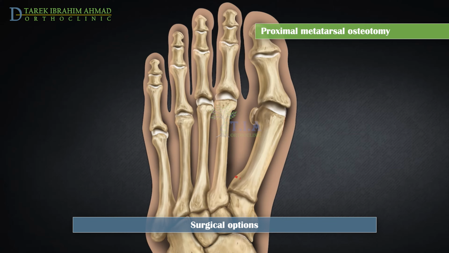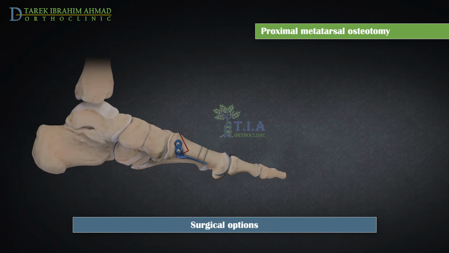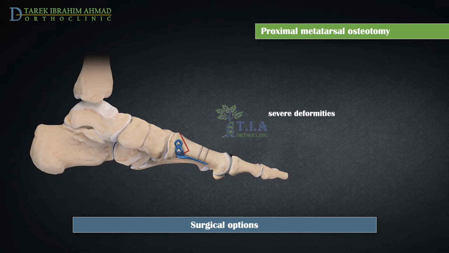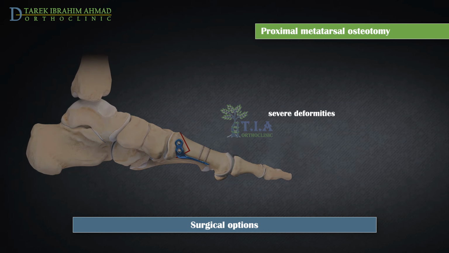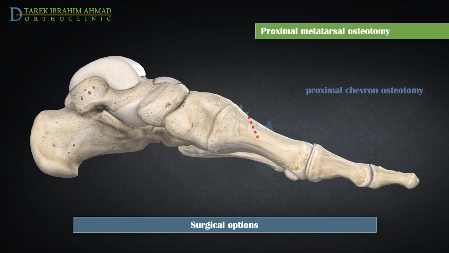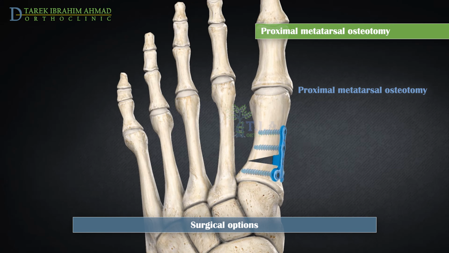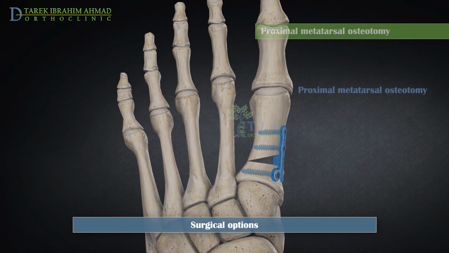Other types of proximal osteotomy. The proximal osteotomy of the first metatarsal is done and the bone is moved to its normal position and fixed with a plate and screws. This procedure is used in severe cases and may be accompanied by a distal osteotomy in very severe cases or if the DMAA is greater than 15 degrees. The osteotomy can be made in a V shape and is called a proximal chevron osteotomy, or an open osteotomy, and fixed with a special plate.